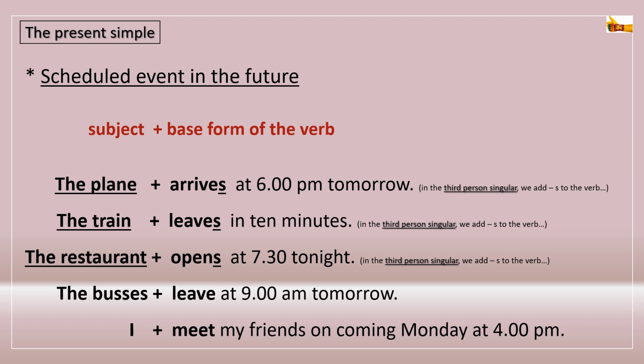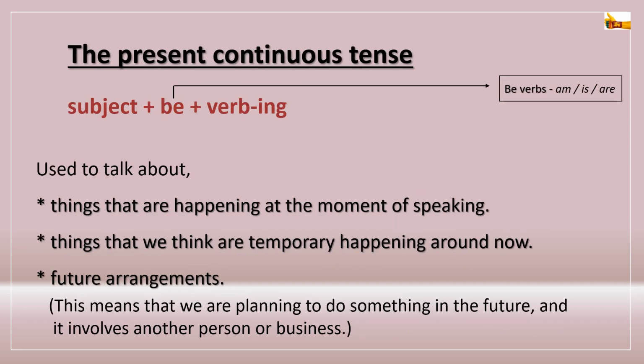Right, let's move on to the present continuous. The present continuous tense. The structure of the present continuous is subject plus be plus verb-ing. We use the present continuous to talk about things that are happening at the moment of speaking. We can also use it to talk about things that we think are temporary, happening around now. We also use this tense to talk about future arrangements. This means that we are planning to do something in the future and it involves another person or business.